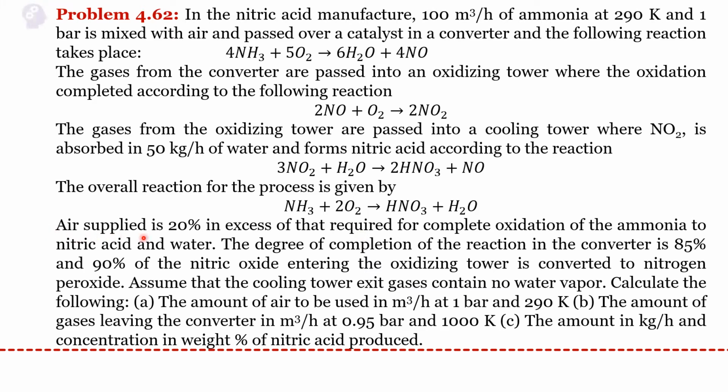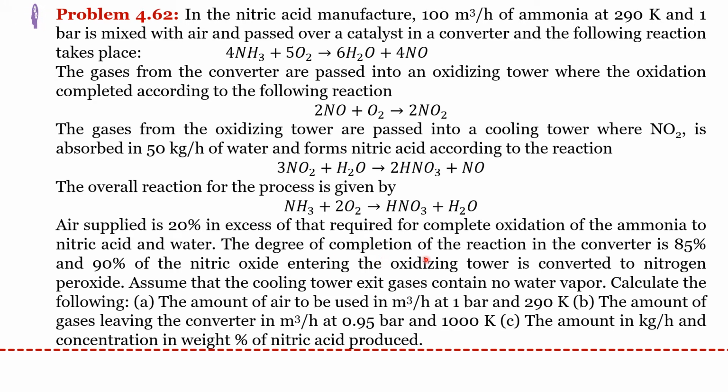Further, it is given that the air supplied is 20% in excess of that required for complete oxidation of the ammonia to nitric acid and water. So here, because in this equation there is a complete oxidation of ammonia to nitric acid and water, as per this equation 20% excess air is used. So using this equation, we can find out the amount of air used.